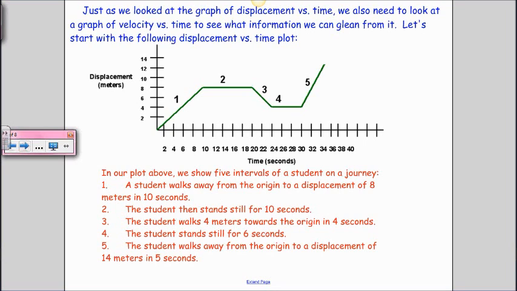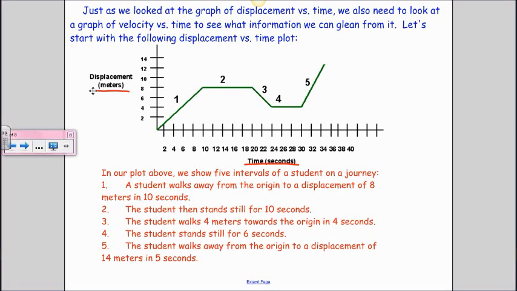Just like we looked at displacement versus time graphs, we will need to look at velocity versus time graphs. They are a bit different, but it turns out you can get one from the other. So we can make a velocity versus time graph given this displacement versus time graph. So let's look at this. We have displacement on the y and time on the x. If we were to break down each leg of this journey, this is how it would read.